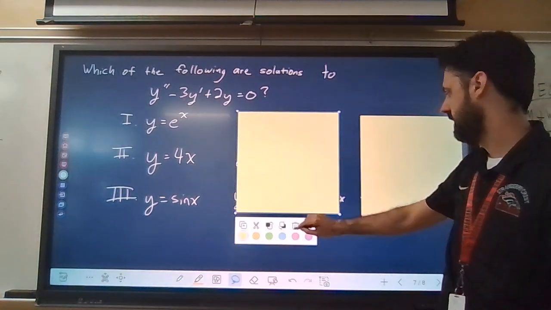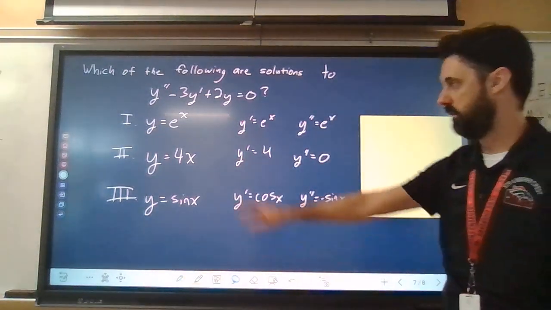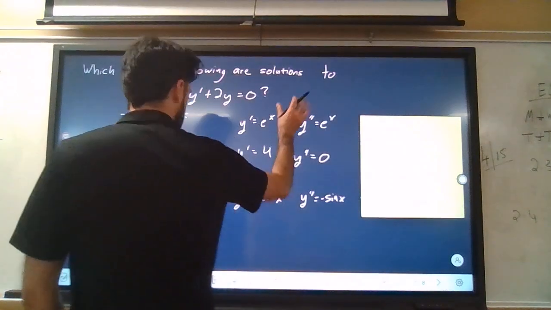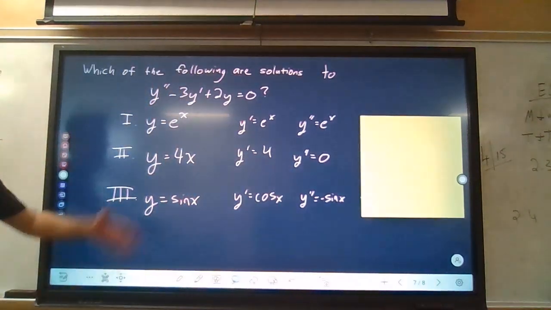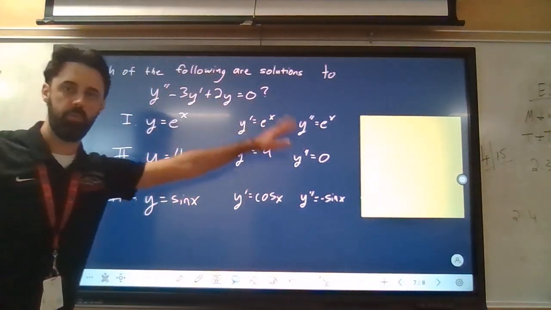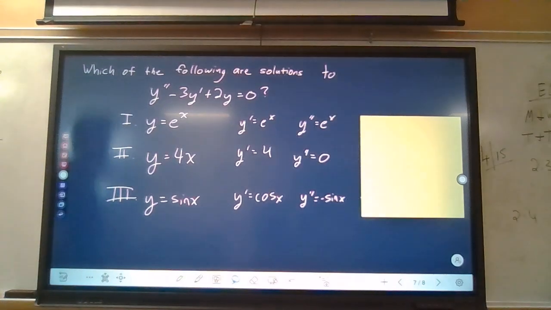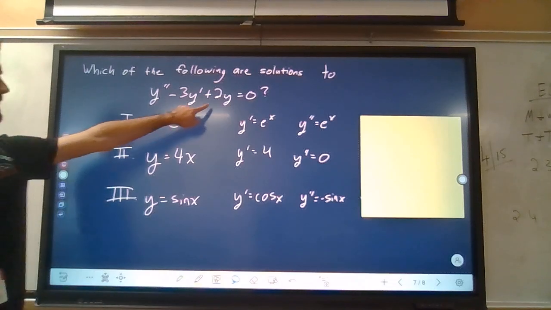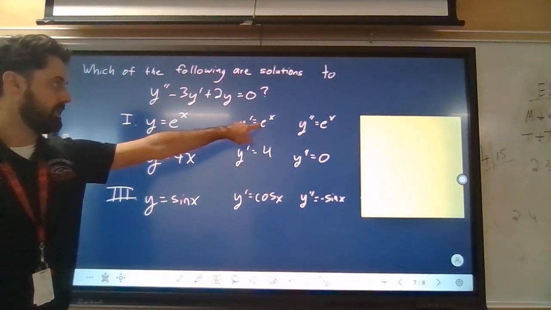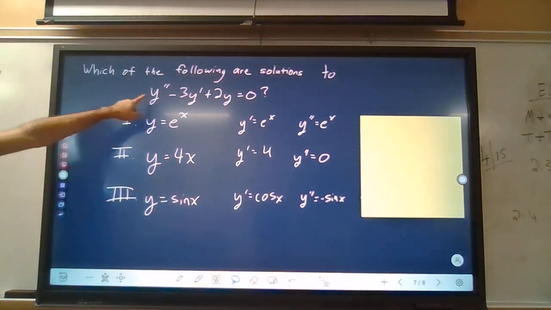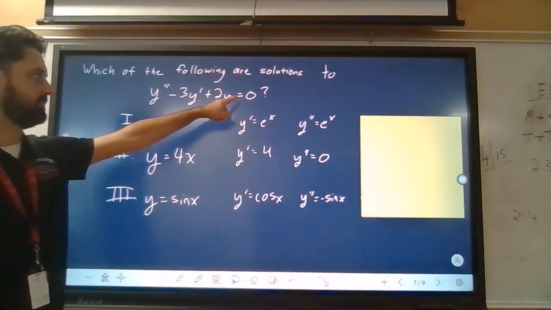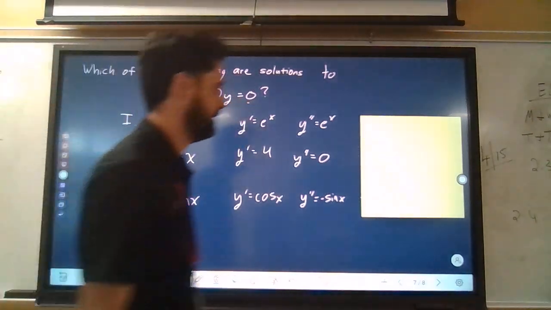So I went ahead and took the derivatives of each of these. I found the first derivative and the second derivative. I'm not going to go over those. You guys should all know these derivatives right here. And then what I'm going to do is check one at a time. So I'm going to check one first, and I'm going to plug in e to the x for y, e to the x for y prime, and e to the x for y double prime, and see if the whole thing comes out to 0, since this one's equal to 0 here.